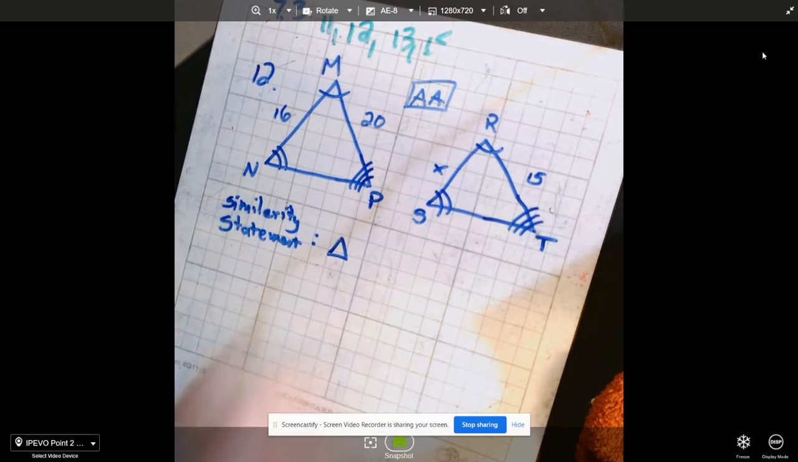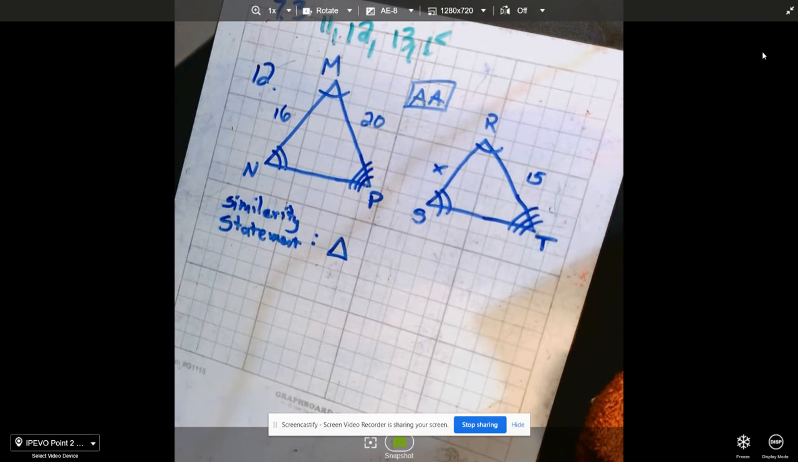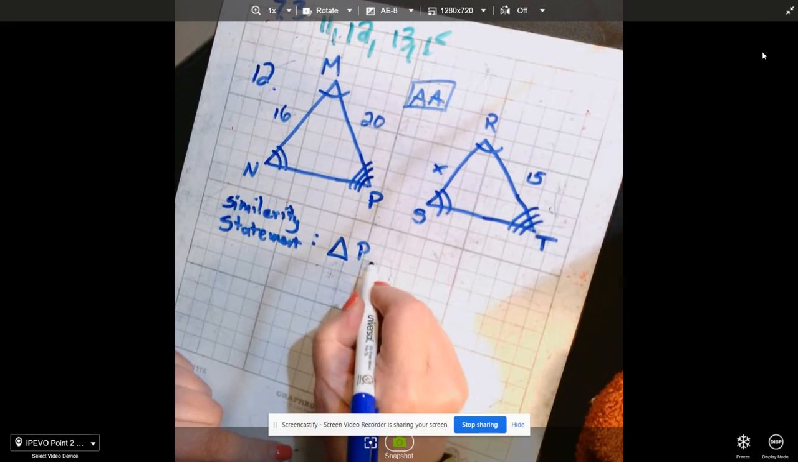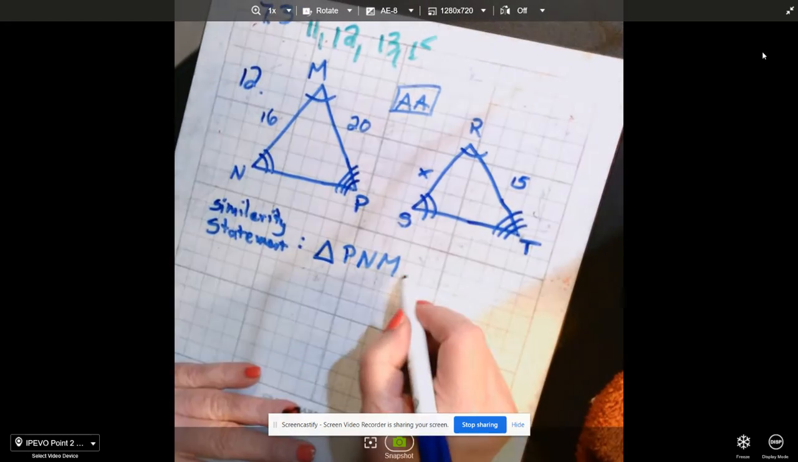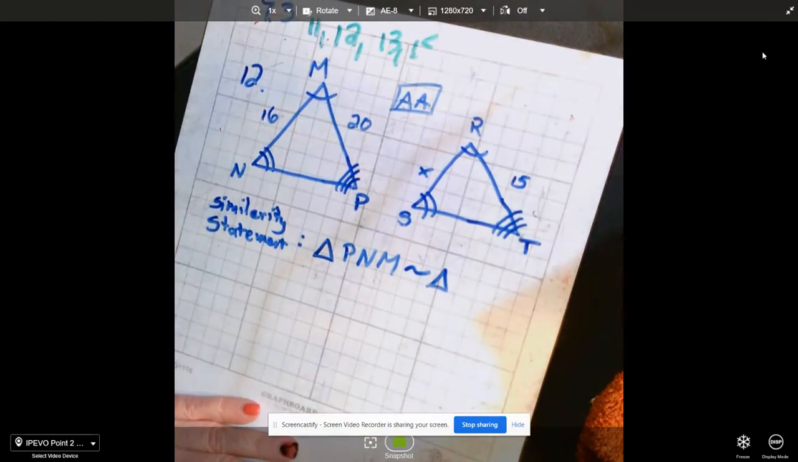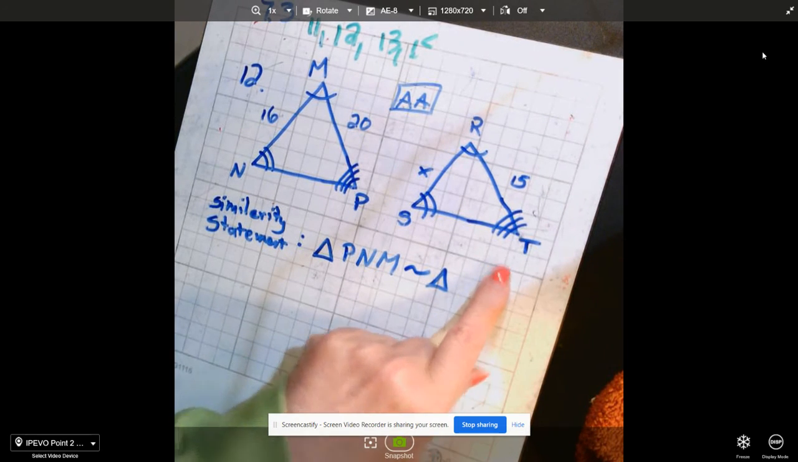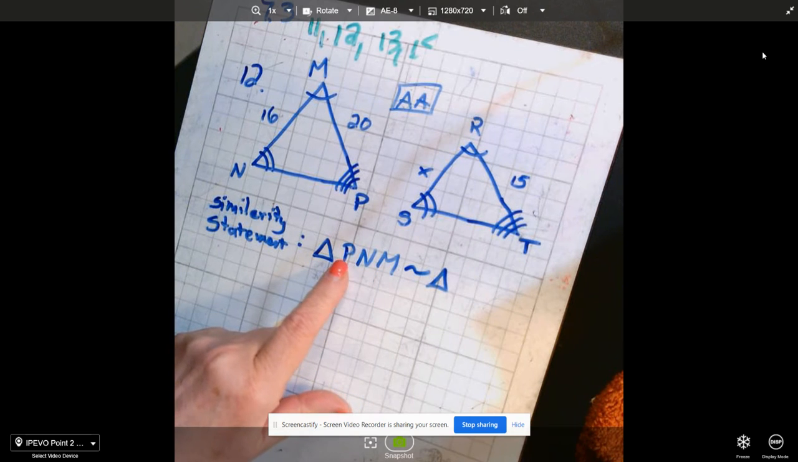So the first thing you do is write the triangle symbol, and you write the first triangle in any order you want. It doesn't matter. I'm going to pick P, N, M. You can pick whatever order you want. And then the similarity symbol, and then another triangle. But now when you're writing this triangle, you have to write it in the same order that you wrote this one. So you started with P.